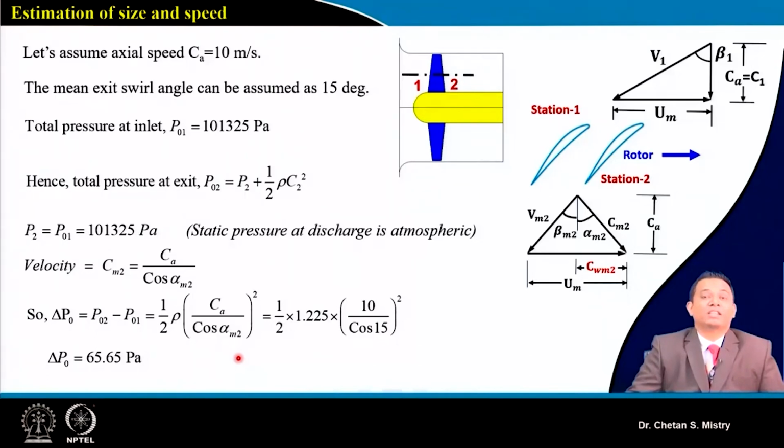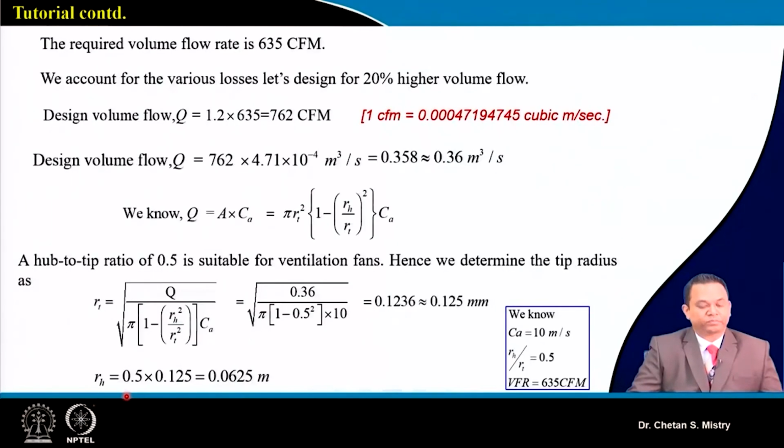You can imagine this is a small pressure rise we are expecting. This is a different kind of fan that we are designing at this moment. We designed the compressor for a pressure ratio of 2, but now we are talking about a small pressure rise of 65 Pascal. Let's see how we proceed further.